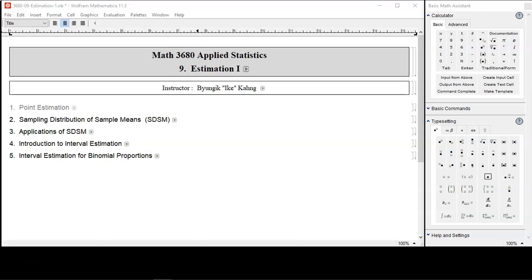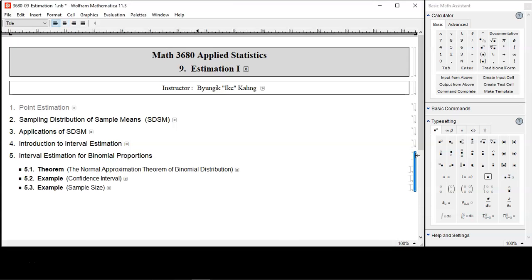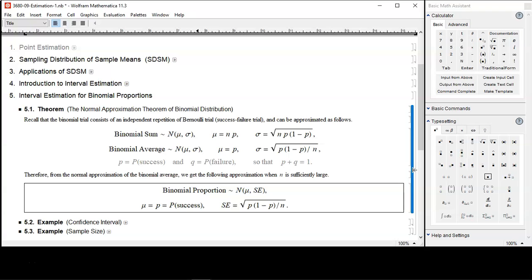Hello students, welcome back. Now let's go to section 5, interval estimation for binomial proportions. Here's a reminder on the normal approximation theorem for binomial distribution.